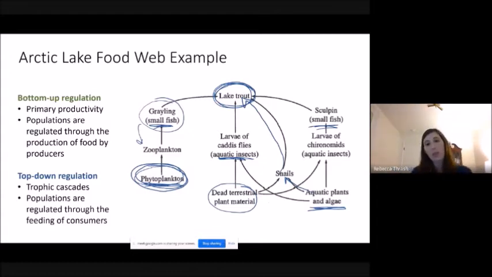So you can have population change both from just the amount of primary productivity that's occurring at any given time, but also what's happening at the top levels of your food web.